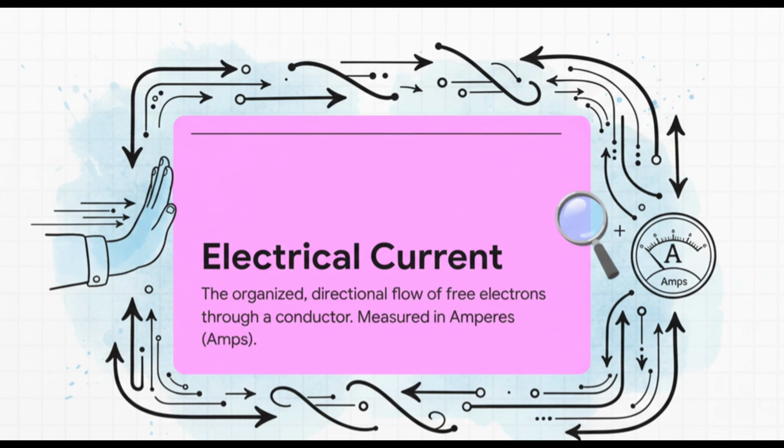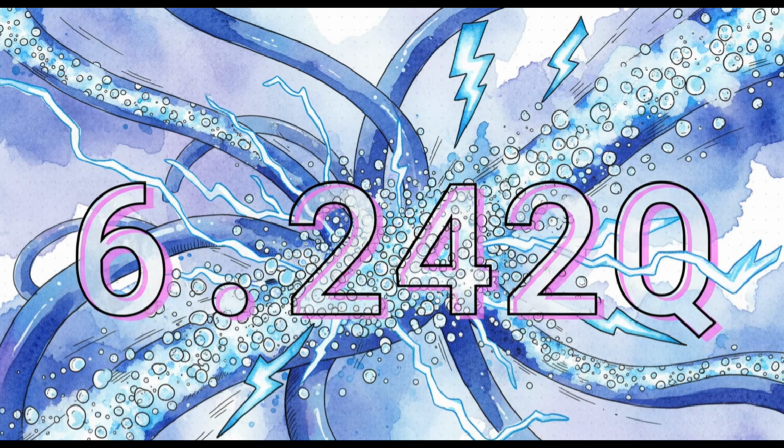So, once we apply a force, we can get all those free electrons to move in one organized direction. And that organized flow, that march of electrons, is what we call an electrical current. We measure it in amperes, or just amps for short. And just to give you an idea of the scale we're talking about, just one single amp of current is more than 6 quintillion electrons flowing past a single point in that wire every single second. It's a number so huge it's almost impossible to imagine. A literal stampede of particles.